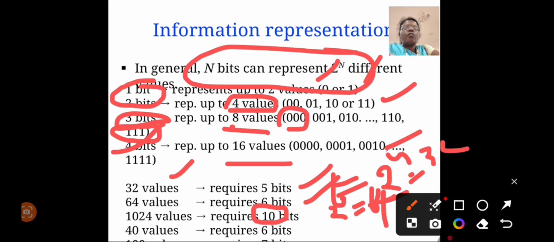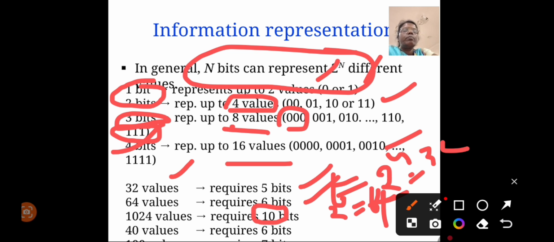Suppose 40 values I have to represent. So this 40 is not in the order of 2 power n. So how many bits can I derive? What is the minimum number of bits required? That means 6 bits. How is it possible? 6 bits represent how many values? 2 power 6, 64, right?